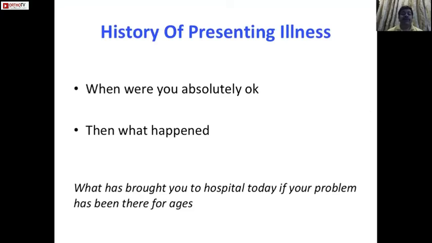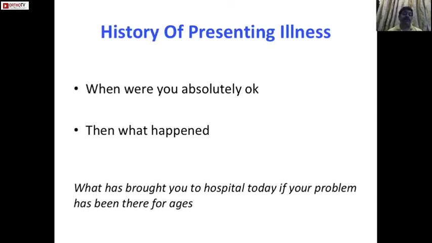So history of presenting illness, how do you get it out? You ask the patient, when were you absolutely okay? You actually have to take him back to a timeline where he was absolutely okay, so that he can work out and tell you the right duration he's been having that illness. And after that, you need to ask him what happened then.